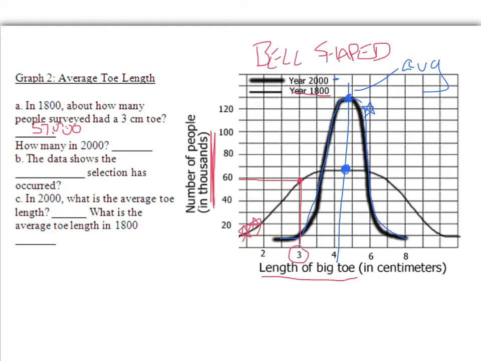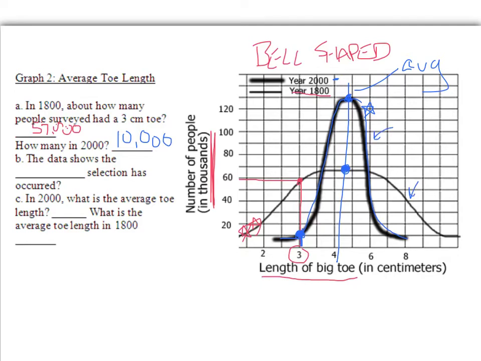Now the second question, how many people in the year 2000 had that 3 centimeter toe? So now we're looking on the other line, so we're going to look about right here, right? And we can say that roughly 10,000 or so people had that length toe in 2000. Now the next question is one that we haven't really gotten to yet, but it's pretty easy. And this data is showing us that over time people's toe length changed, right? In the year 1800 we had this graph, in the year 2000 we had this graph, so things changed.